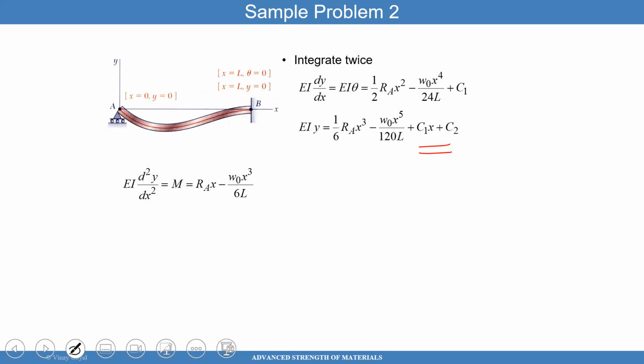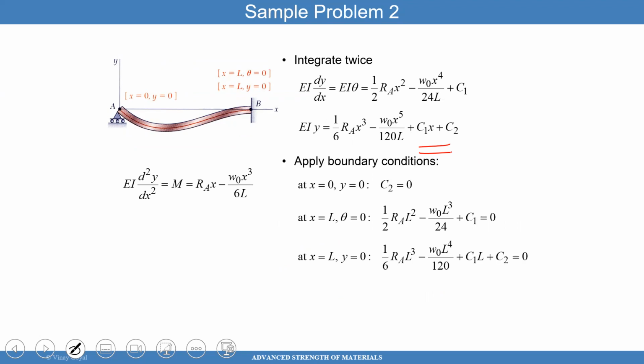But the good news is we have boundary conditions. We know that at this boundary, y is 0, the deflection is 0. And when you actually plug it in here, quickly you find that C2 is 0, very quickly, just by inspection. You also notice that the slope at this boundary, theta equals 0, must be true at x equals L. So you can find the other constant.